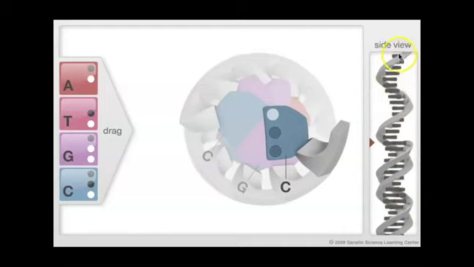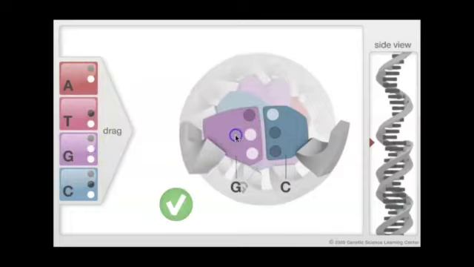This naturally builds on its own, and it is due to the fact that these are complementary base pairs, that each base requires a specific other base to match its shape, and then it's held together by the glue, which is the hydrogen bonding.